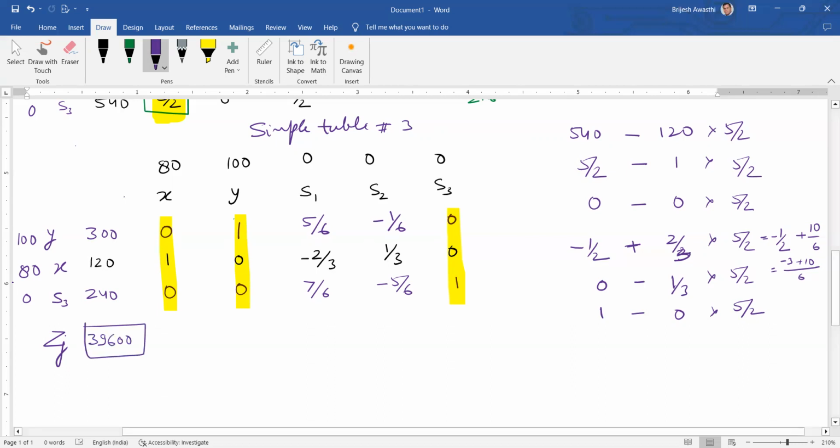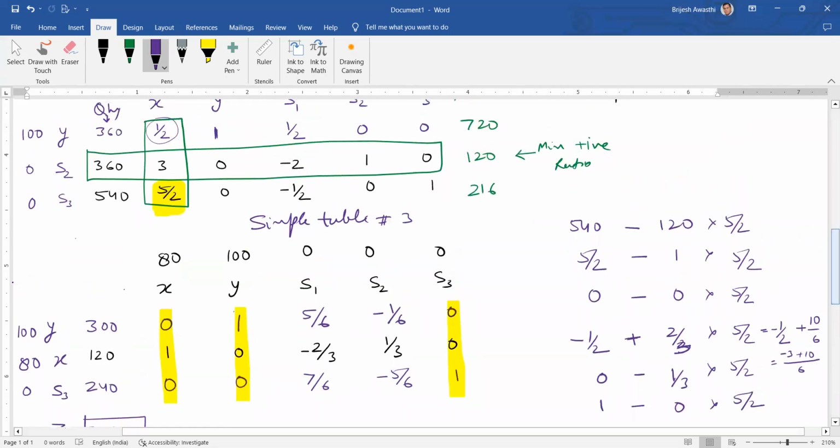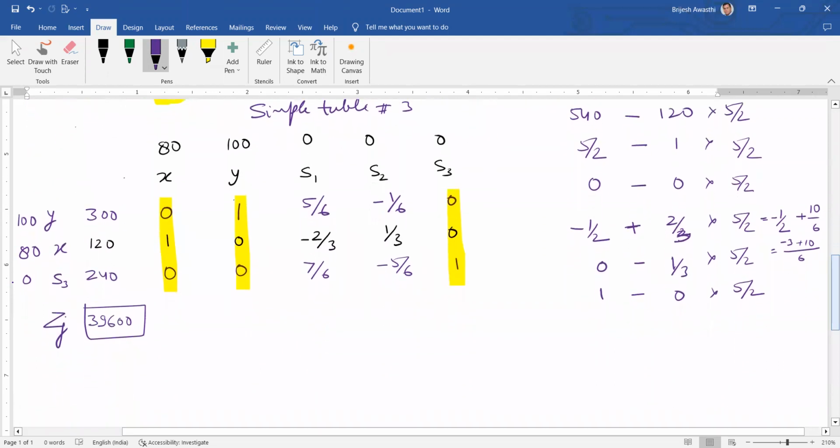My previous profit was 36,000, now our profit has increased. That is what? 39,600. Again, it becomes 80, it becomes 100. If I'm talking about 100 into 5 by 6, that is what? 500 by 6, right? 80 into minus 2 by 3. So can I say that is what? 160 by 3, right or not? Yes.